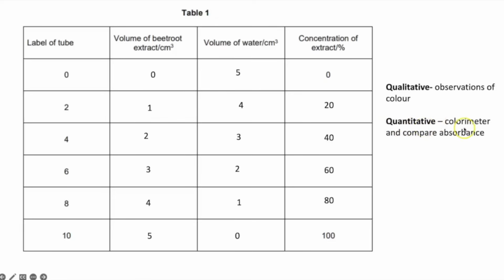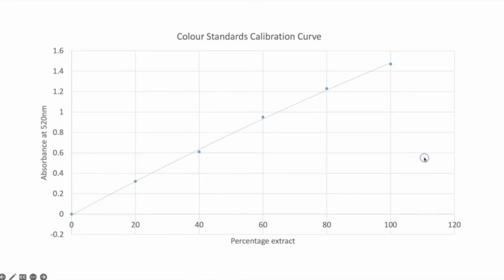And that is where we then use the colorimeter, putting a sample of each of these extracts into a cuvette, placing it in the colorimeter and working out what the absorbance of light is.